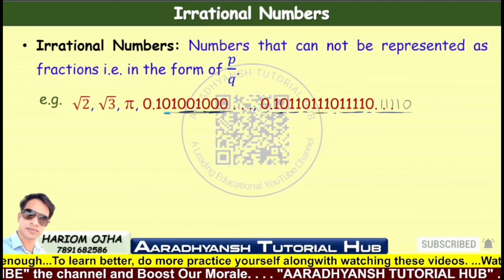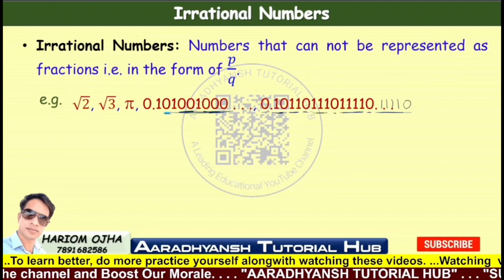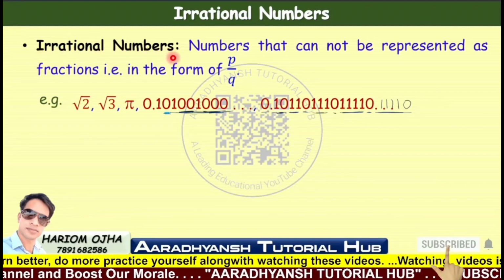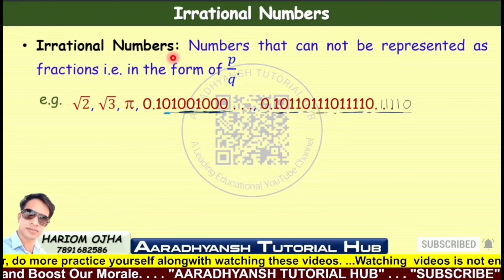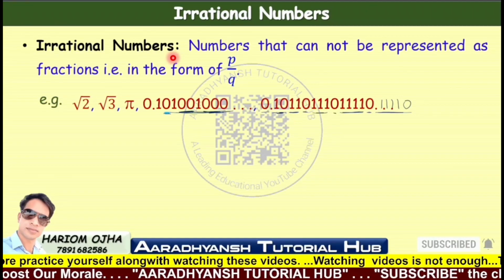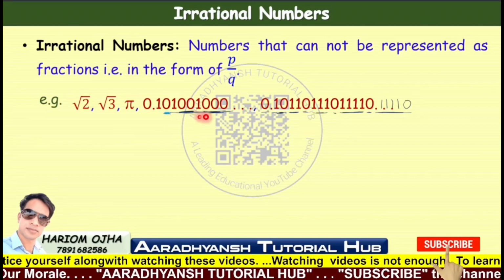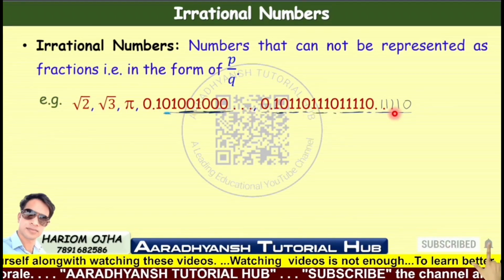So these are called irrational numbers, and we cannot define these irrational numbers in fraction form. That's why they are called irrational numbers. So these are some examples. You can write more examples like this. Okay, students.